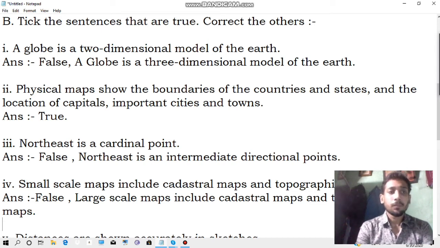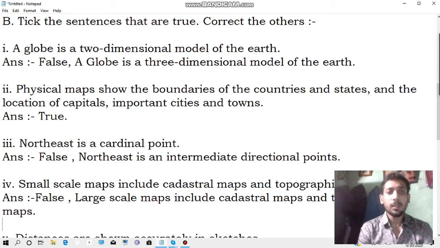In number one, a globe is a two-dimensional model of the earth. The answer is false, because a globe is a three-dimensional model of the earth. Thereafter, physical maps show the boundaries of the country, states, and the location of capital, important cities, and towns. Which means in the physical map, as I have stated before, it shows the boundaries of countries and states. It doesn't show any kind of river or hills or what kind of soil it has. So this is the characteristic of physical map.